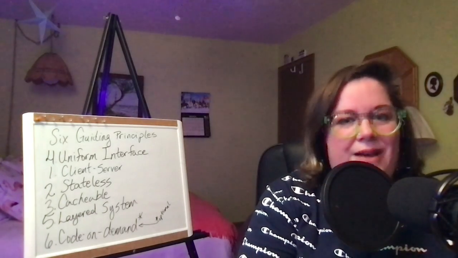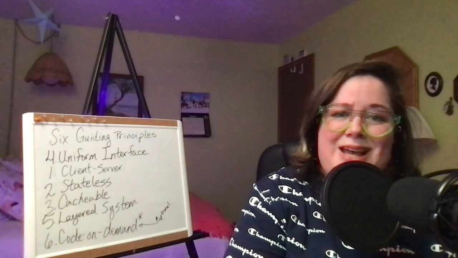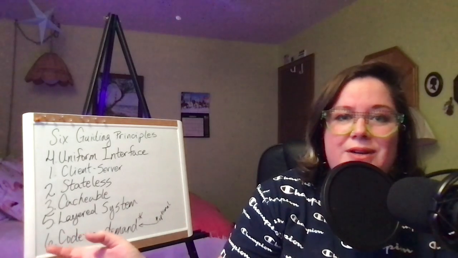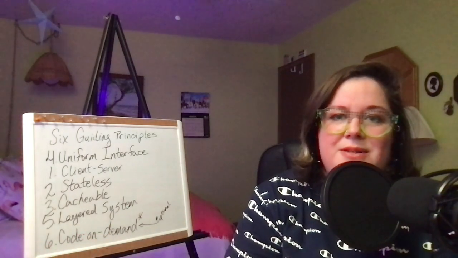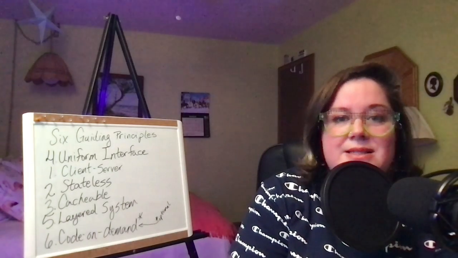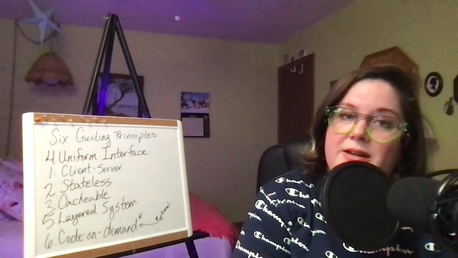And number 5, we're going to talk about the layered system. This basically allows you to use multiple servers. You can host your API on server A, store data over here on server B, and then send all of your authorization or authentication requests through server C. Typically, this is hierarchical and can keep separate components blind to layers that they aren't interacting with.